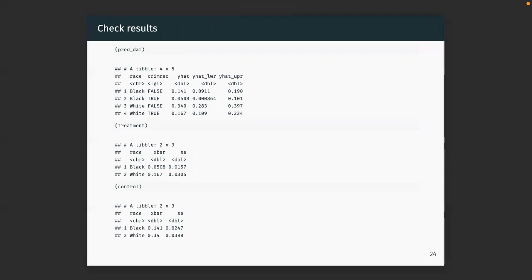Right, so my Black expected callback rate is 0.14. My white expected callback rate with no criminal record is 0.34. And here's the interval for those expected callback rates. What interval is this? 0.95. That's the default for predict when you say confidence interval. You can assume anytime you see a confidence interval, generally it's a 95%.